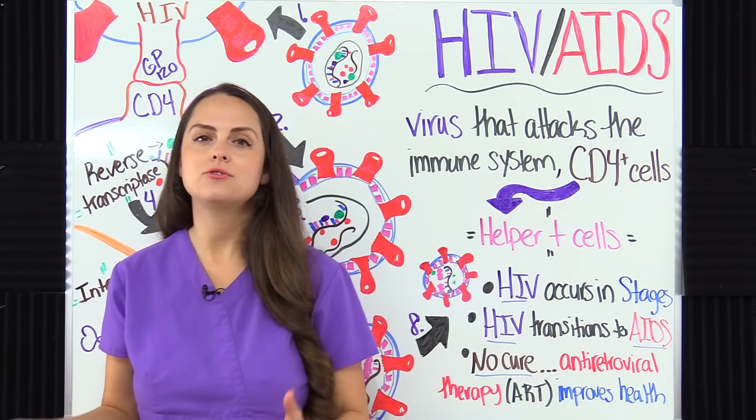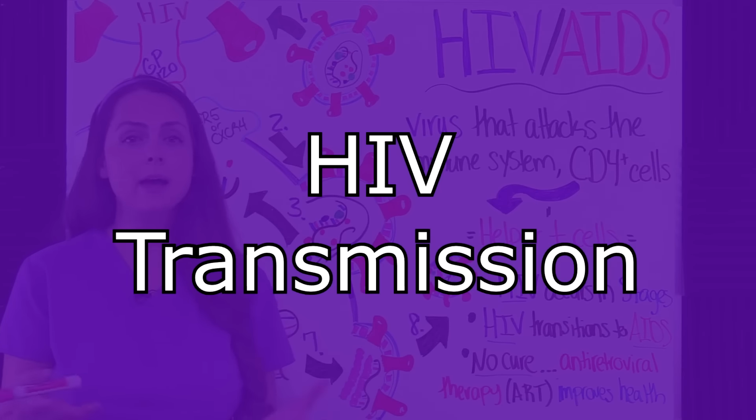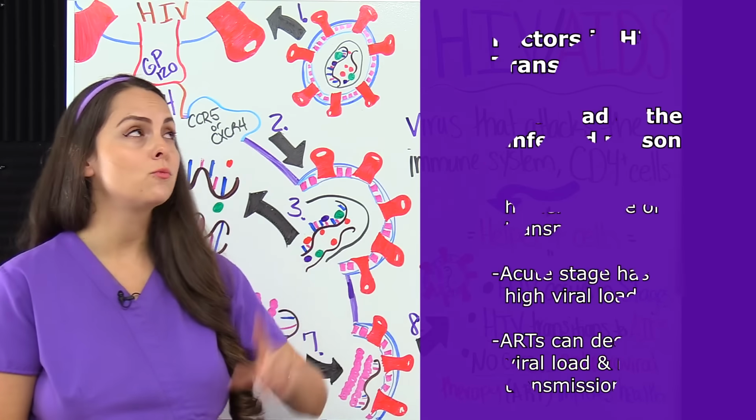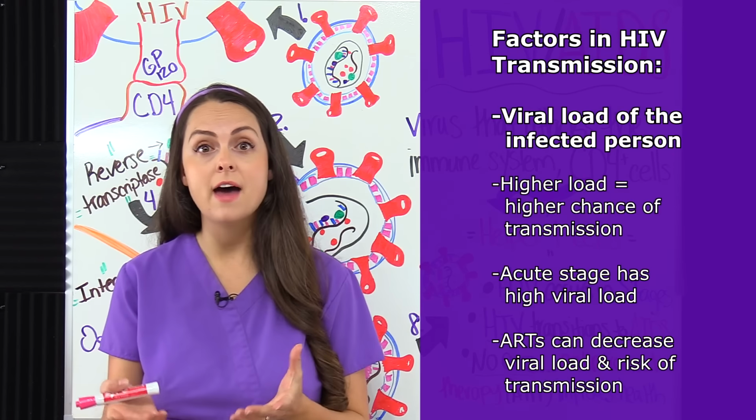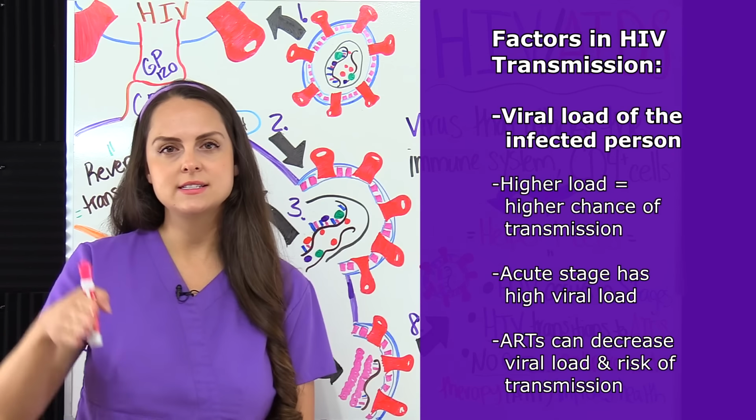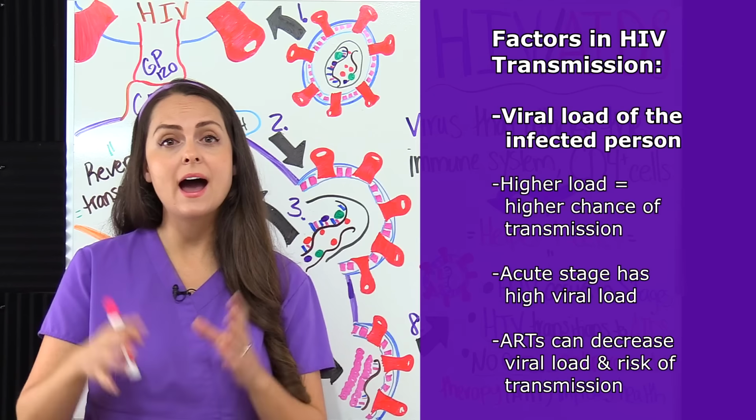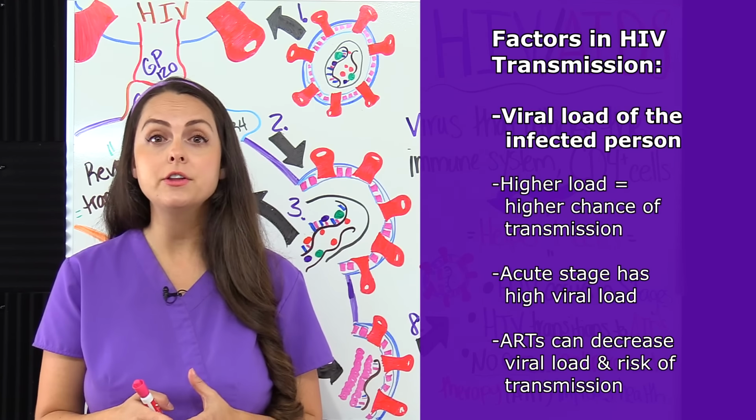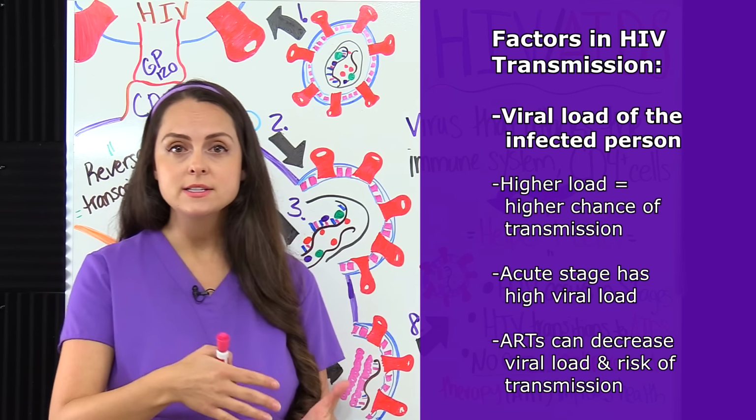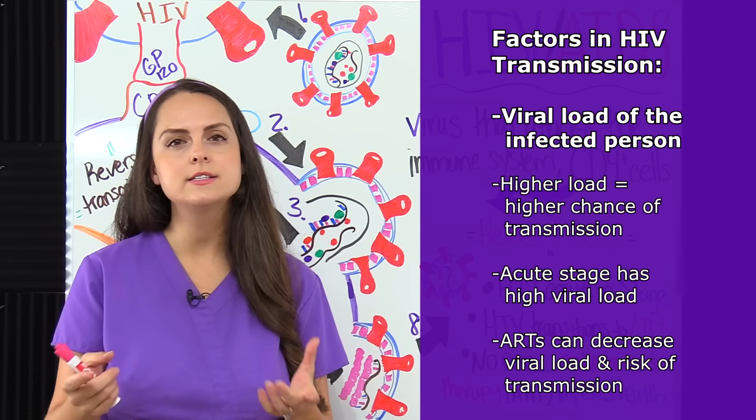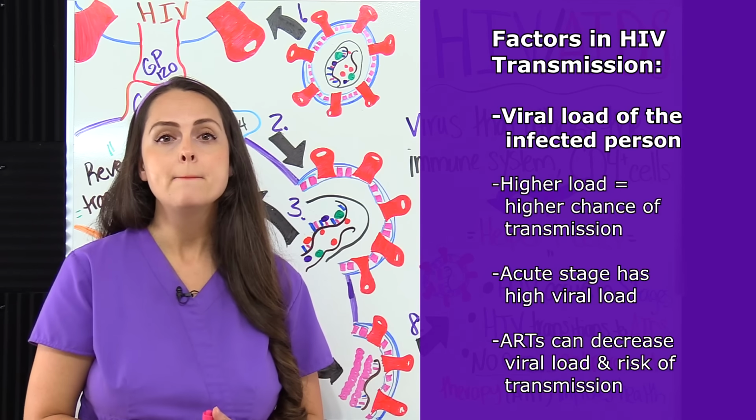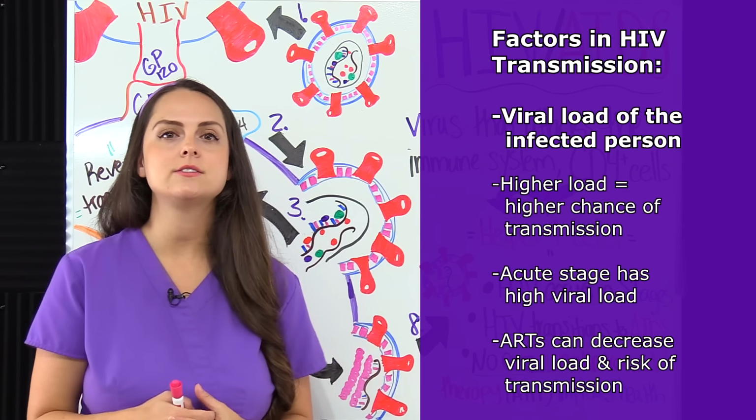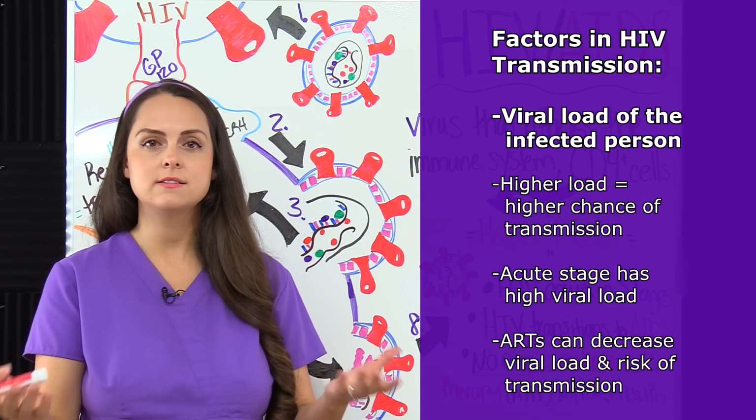So how is HIV transmitted, and what increases your risk of becoming infected with this virus? Well, it really depends on several different factors. One factor is the viral load of that infected person. How much of that virus is actually in their blood? Because the higher the amount, the more likely they can transmit it to others. For instance, during the acute stage of HIV, the person has a high viral load, so they have a lot of virus in the blood and they can easily transmit it. But if they're taking antiretroviral therapy, this can decrease their viral load and decrease the chances of them transmitting it to others.